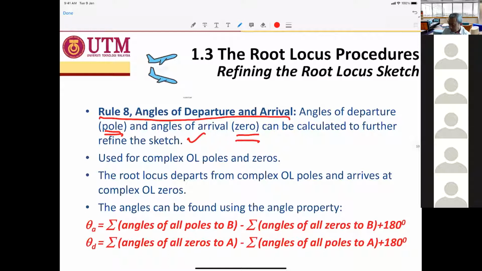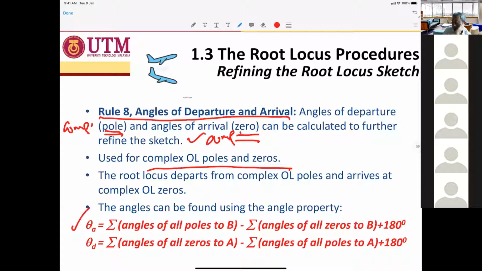So it is used for complex open loop poles and complex open loop zeros. In this case, angle of departure is due to the complex poles and angle of arrival is due to the complex conjugate zeros. So the root locus departs from the complex open loop poles and arrives at the complex open loop zeros. And the angles can be found using the angle property.